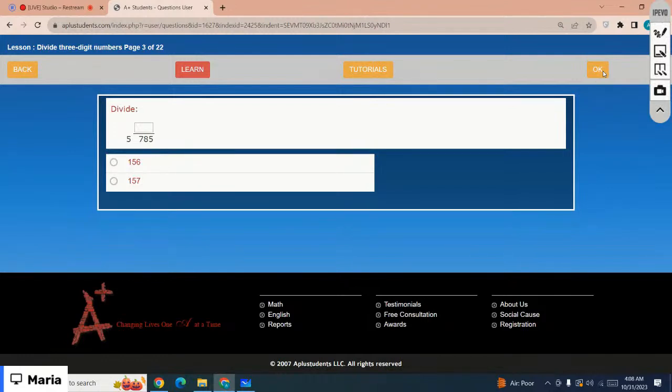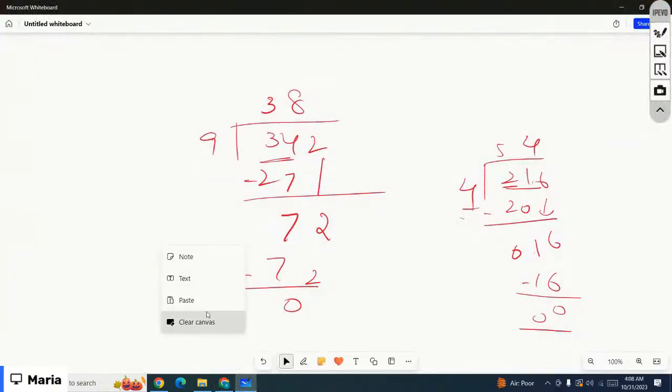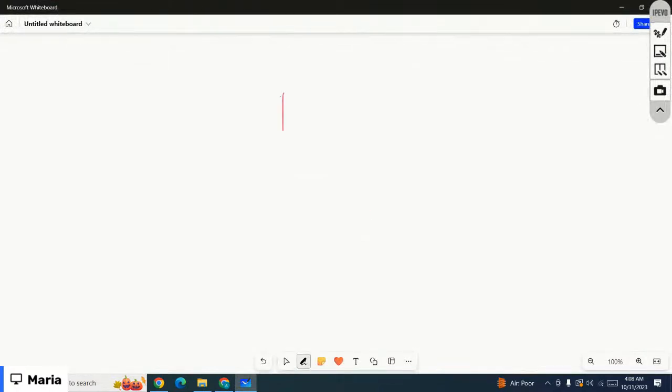The next one is 785 divided by 5. So let's divide. So here you have 7. 5 is less than 7. So we can go for 5 times 1 is 5, right? So 7 take away 5 is 2. Now bring the next digit down, that is 28. You have to count the table of 5 until 28. So we can go for 5 times 5 is 25.